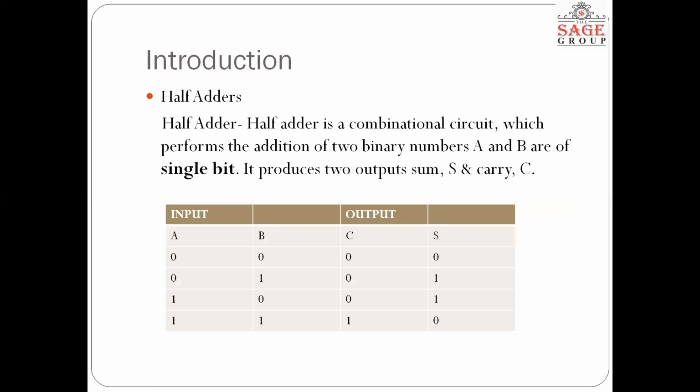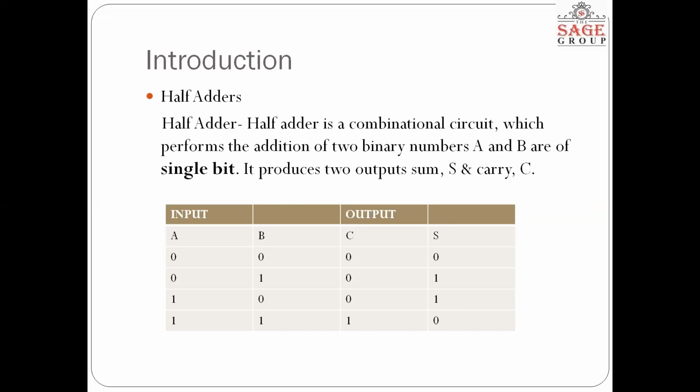Next we move to our topic, the adder. A half adder is a combinational circuit, as already told you what a combinational circuit is, which performs the addition of two binary numbers A and B of single bit, and it produces two outputs, sum and carry, right? For this half adder we will discuss the truth table. So the half adder is discussed with the truth table, right?